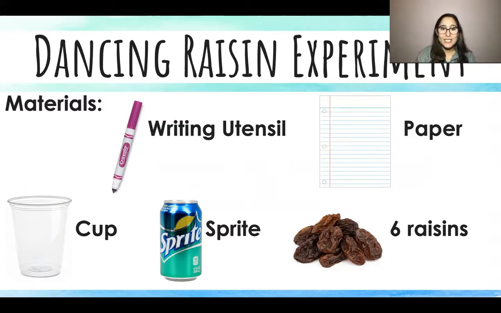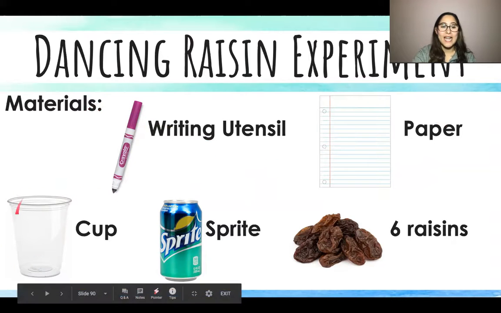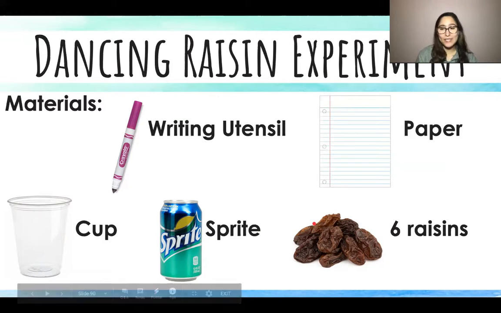These are going to be the materials that we are going to use. If you want to do this experiment at your house, these are the supplies that you will need. We're going to need a writing utensil, like a marker or a pencil or a crayon. We are going to need some paper so that we can record our observations, what we see. We are going to need a clear cup, like a plastic cup or a glass cup. We are going to need some Sprite or 7-Up. And we are going to use 6 raisins. If you have less raisins, then you can use less, or you can add more if you want.